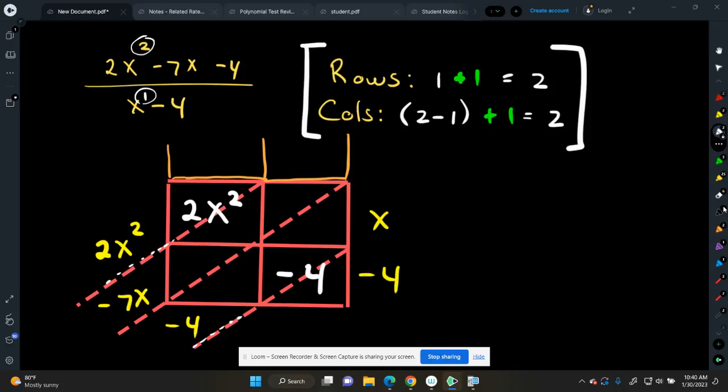Let's do 12x squared plus 7x minus 10, divided by 3x minus 2. Okay, we have a quiz on this, on tabular division, Wednesday. Your iPad should be away, please.